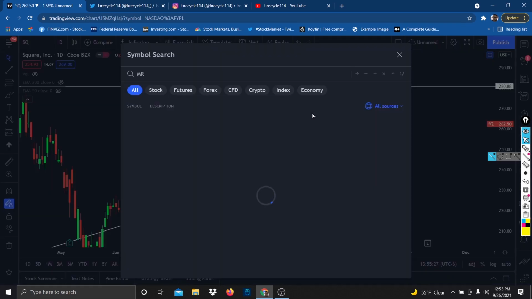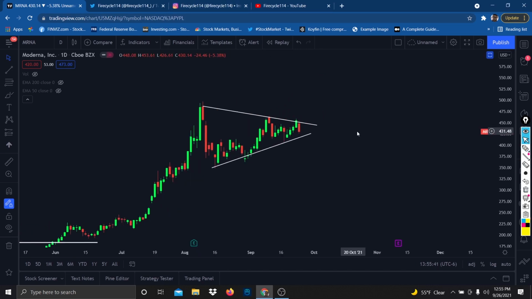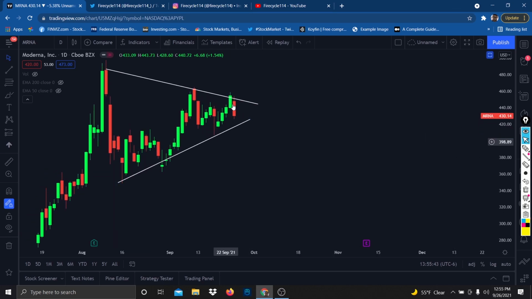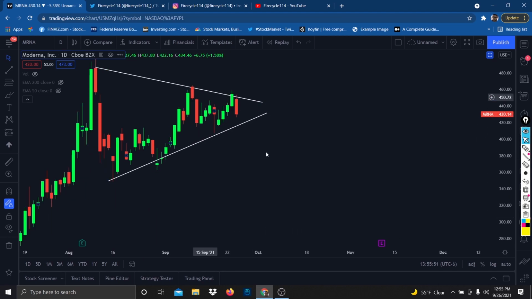Now what you have to understand is symmetrical triangle is a neutral pattern. So it can break out either way, and it's bullish or bearish. Okay, so we have to understand that. So this is actually very nice because we have a very tight stop loss over here. Okay, so I love symmetrical triangles and I've played them a lot. What I like about them is we have a very tight stop loss.